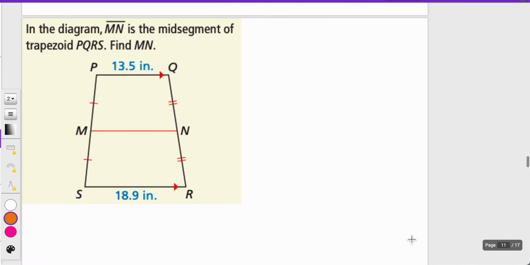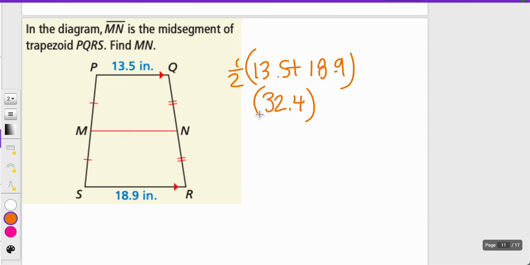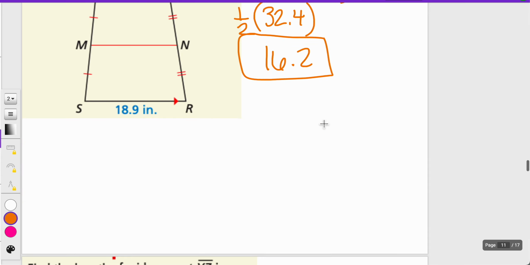The diagram MN shows the mid-segment of the trapezoid PQRS. Find MN. All I've got to do is add 13.5 and 18.9 and then halve that number, okay? 13.5 plus 18.9 is 32.4. And then halving 32.4, or dividing it by 2, I'm going to get 16.2, okay?